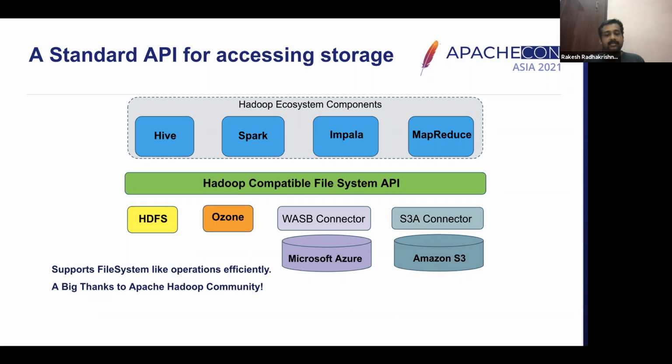The underlying storage systems like Microsoft Azure and Amazon S3 can write their own connectors and convert the data to their own fashion. We have a basic Ozone file system implemented for Ozone, and big thanks to the Apache and Hadoop community for the hard work.